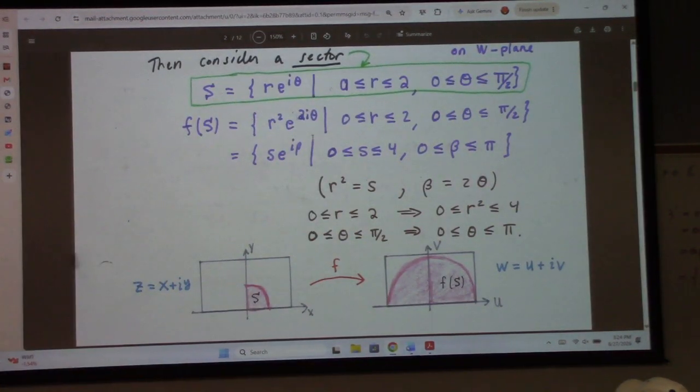Of course, that assumes that the sector has a positive radius, right? If the sector had a maximum radius which was less than 1, the square function would smoosh it further.